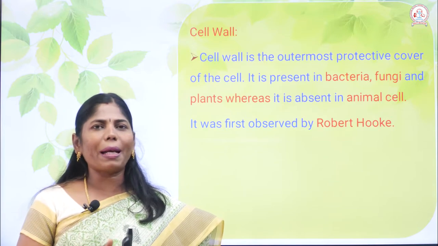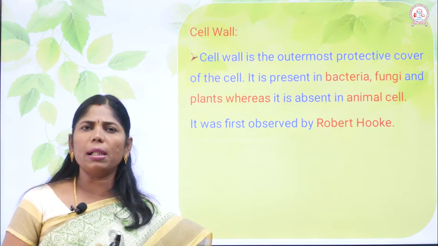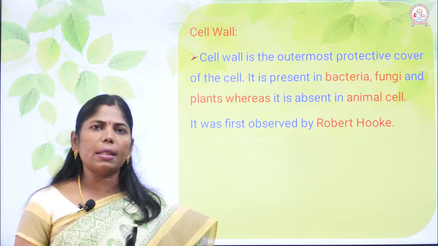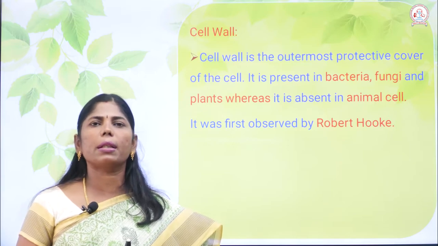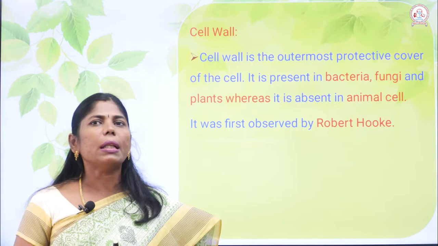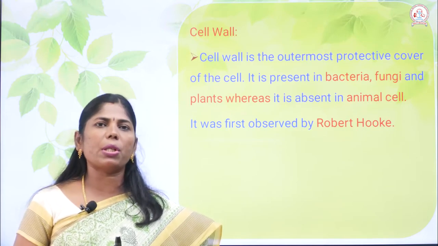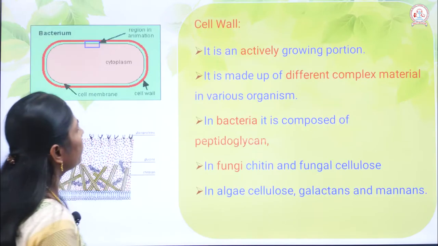So what about bacteria, which is made up of peptidoglycan as the cell wall material, and fungi are made up of chitin. So peptidoglycan is in bacteria, and the fungi consist of chitin. That is, different cell wall materials in different organisms. So we will see one by one.